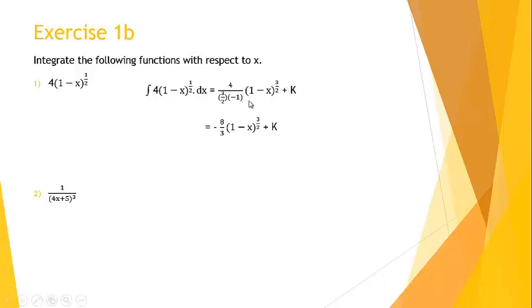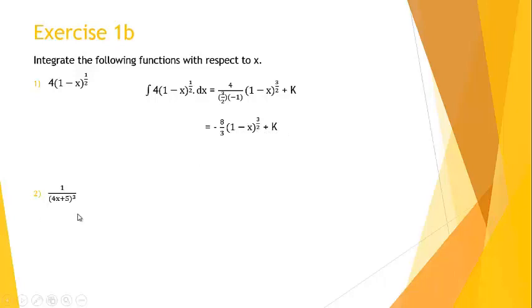So simplifying this expression would give us negative 8 over 3 bracket (1 take away x) to the power 3 over 2 plus k. So we have got the 8 on top because the 2 goes to the top and it becomes 4 times 2. The 3 stays as the denominator and all the other terms stay the same. Moving on to the next question.